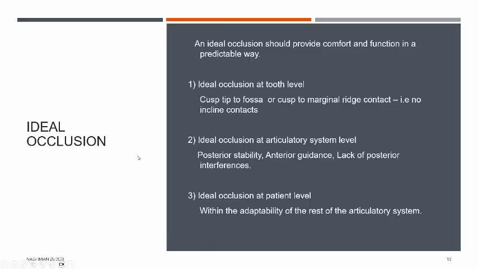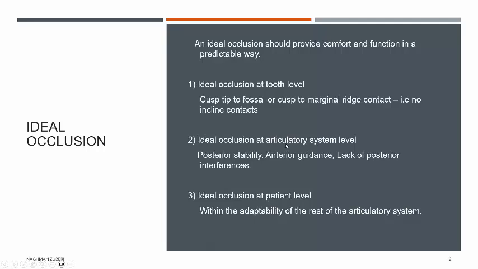Ideal occlusion. An ideal occlusion should provide comfort and function in a predictable way. If we look at the ideal occlusion at the tooth level, what is going to happen over there? Cusp tip to fossa or cusp to the marginal ridge contact. There should not be any relationship of the tooth or the cuspal tip on any incline. If there is an incline, it is not going to be a stable relationship. Jaw will move in order to attain the maximum intercuspation.